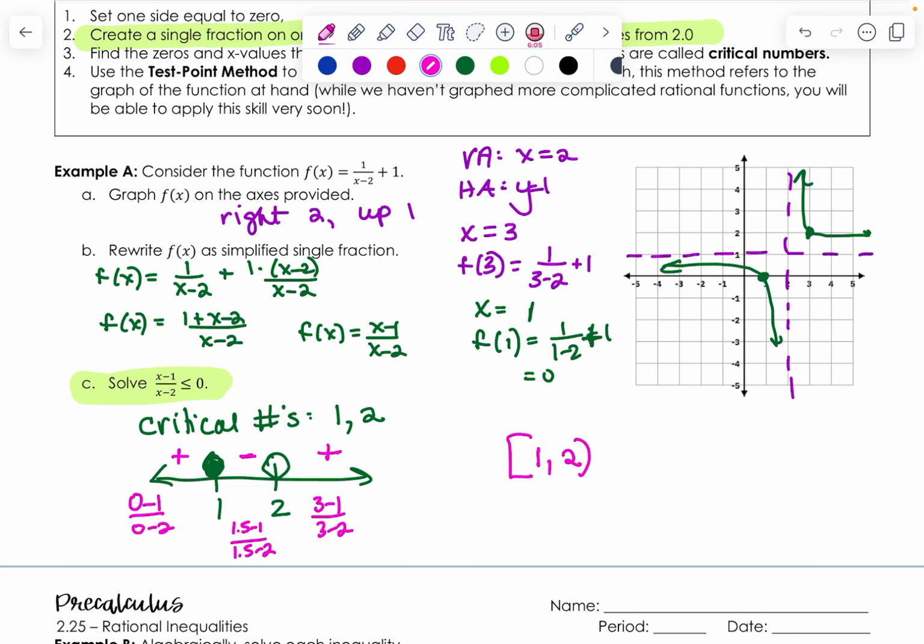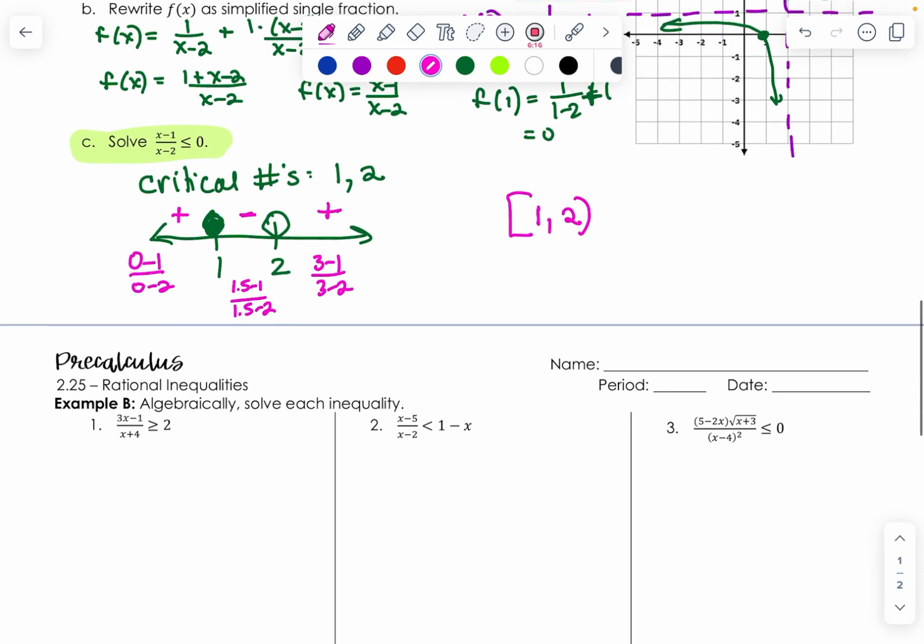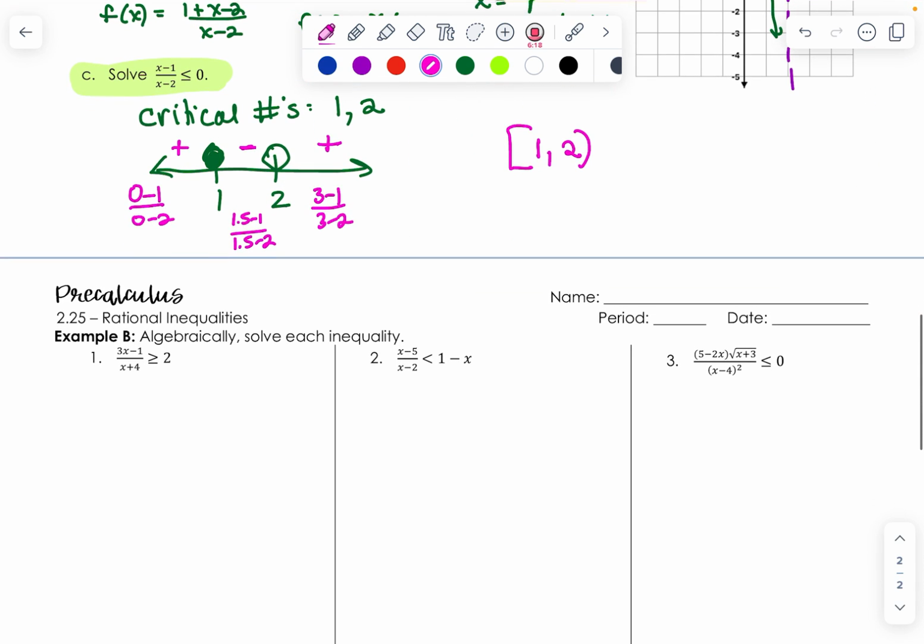With a parenthesis. All right, any questions on that one? All right, so here we go.